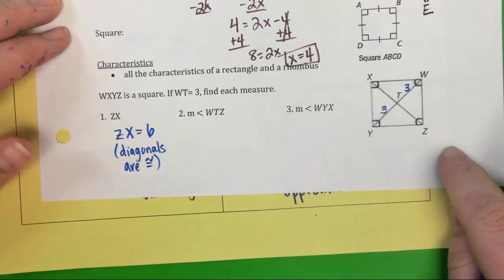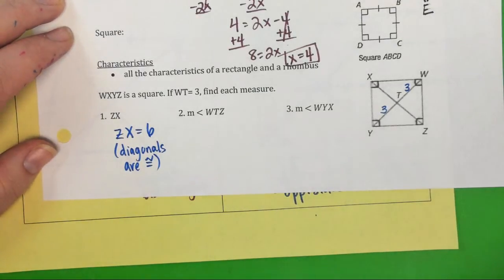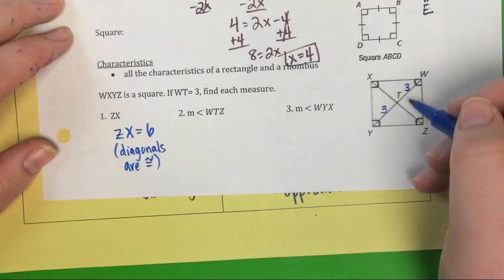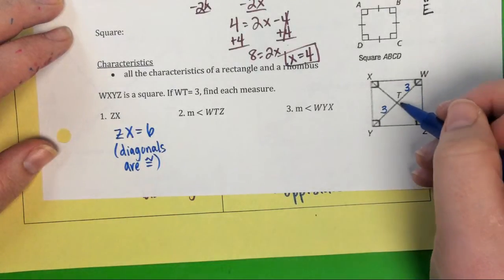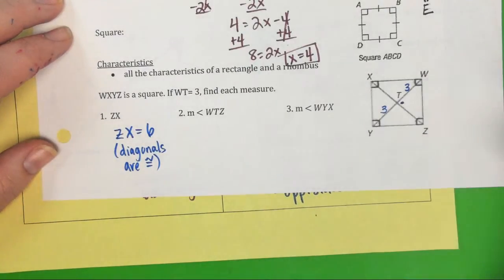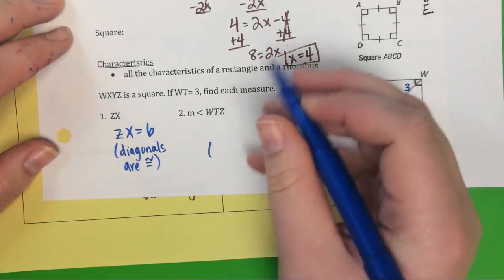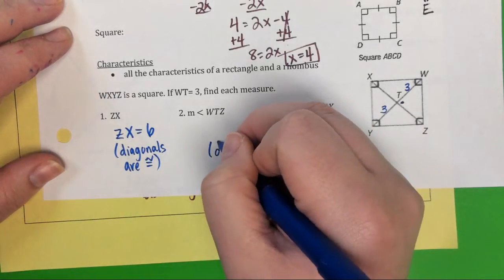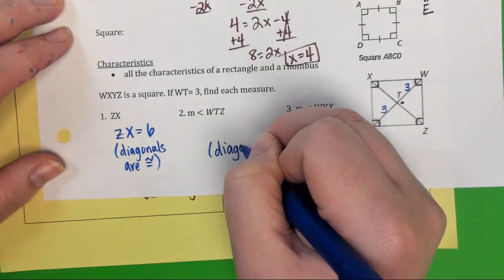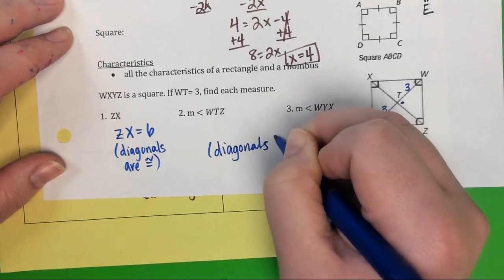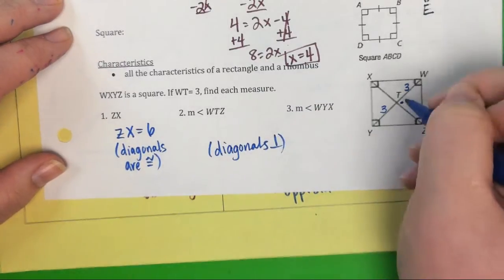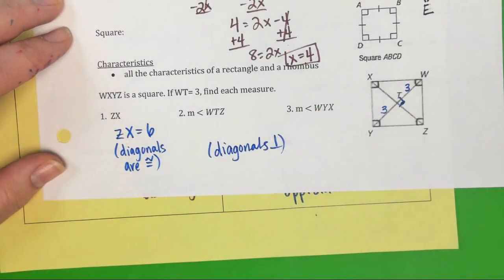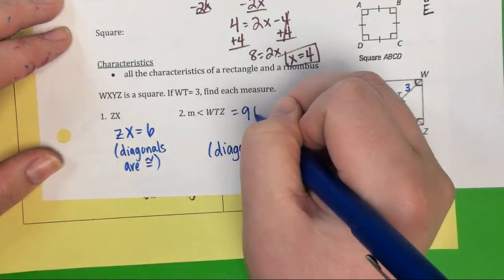Okay, number 2 says angle WTZ. They want me to find the measure of this. Well, I know, because a square is a rhombus, that the diagonals are perpendicular, meaning I can put a right angle there. So this is going to be 90 degrees.